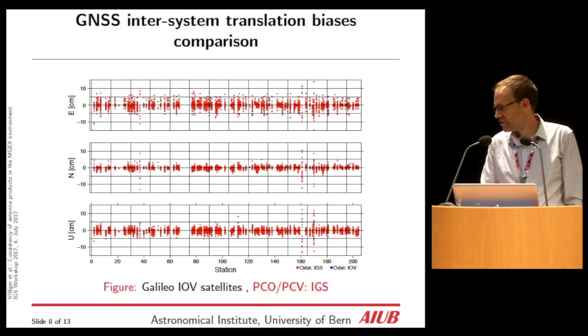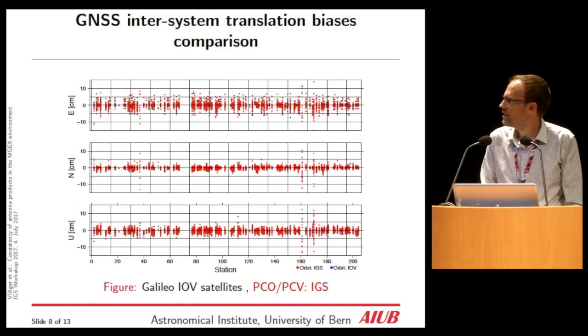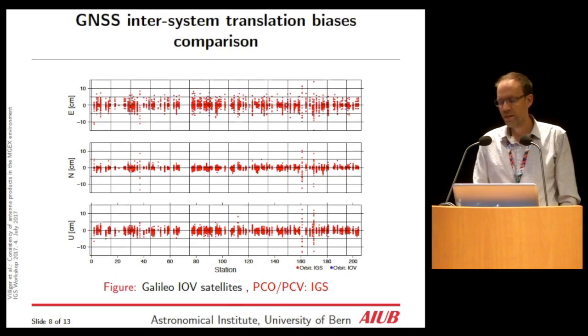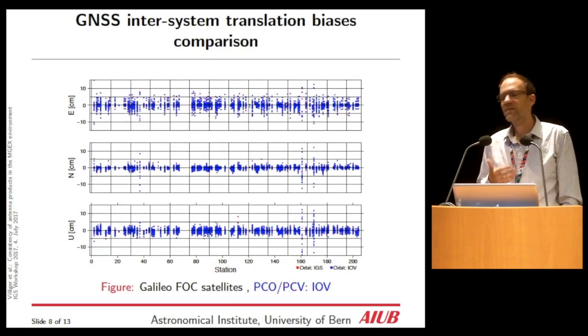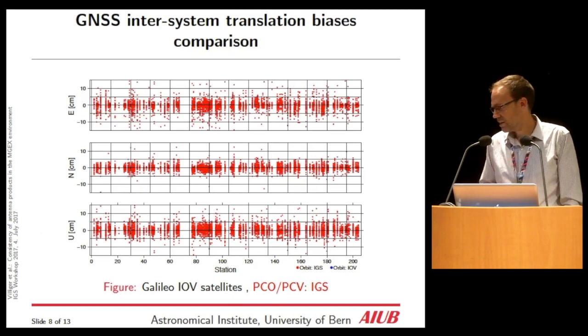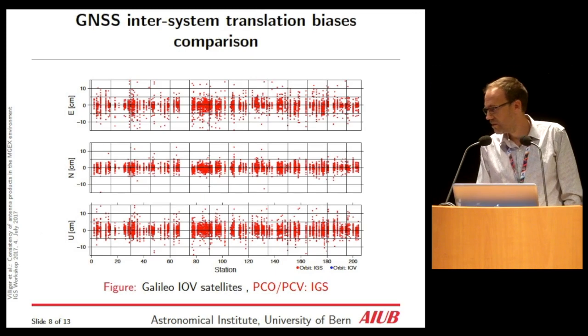We see here, if I use the IGS values and the IOV, that for the FOC satellites, of course, I don't see a real difference. Here, yes, there's a misspelling in the figure. This is actually the FOC using the IGS values. However, if I now look at the inter-system translation bias for the IOV satellites, we already see that, of course, the scattering is much higher per day.